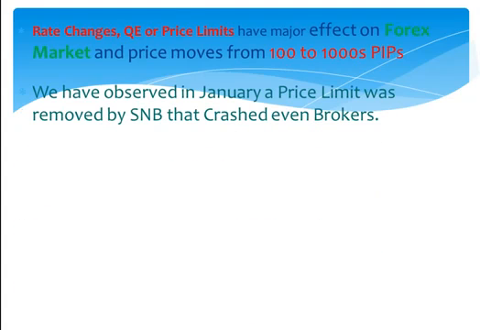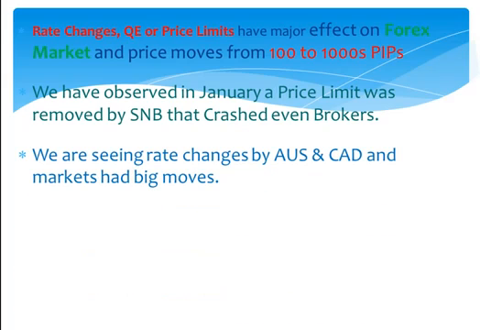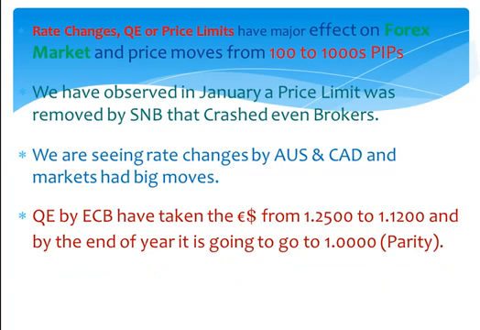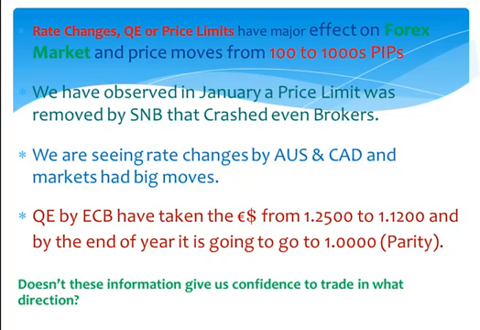We observed in January that a price limit was removed by the SNB, and that crashed even the brokers. We are seeing rate changes by Australia and Canada, and markets had big moves. Quantitative easing announced by the European Central Bank has taken euro dollar from 1.25 to 1.12, and by the end of the year it is going to go to 1.000. So doesn't this information give us confidence to trade in which direction? Yes, we will discuss perfect entries in the next videos.